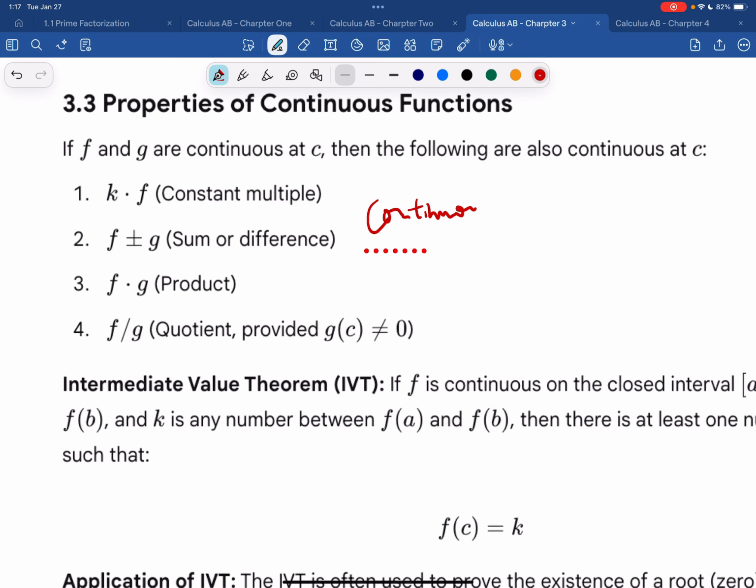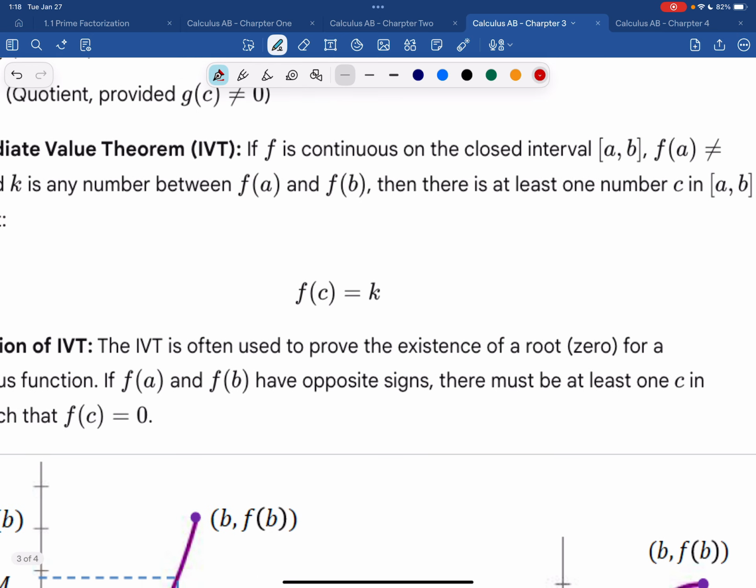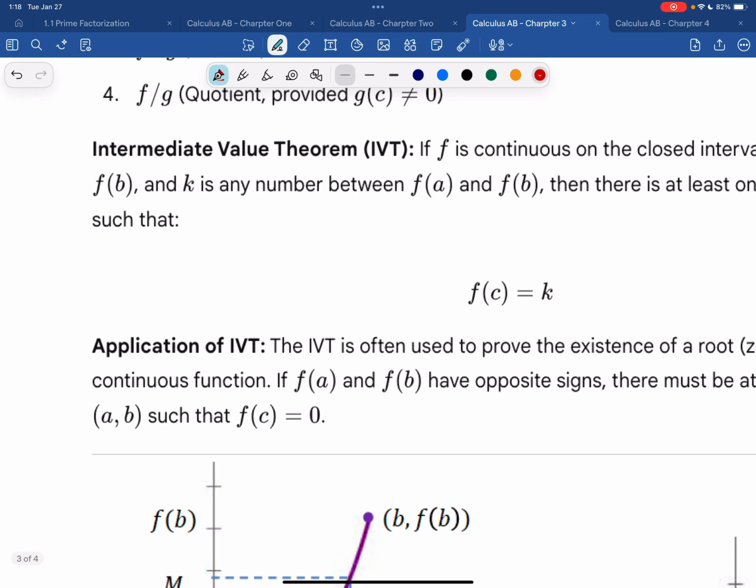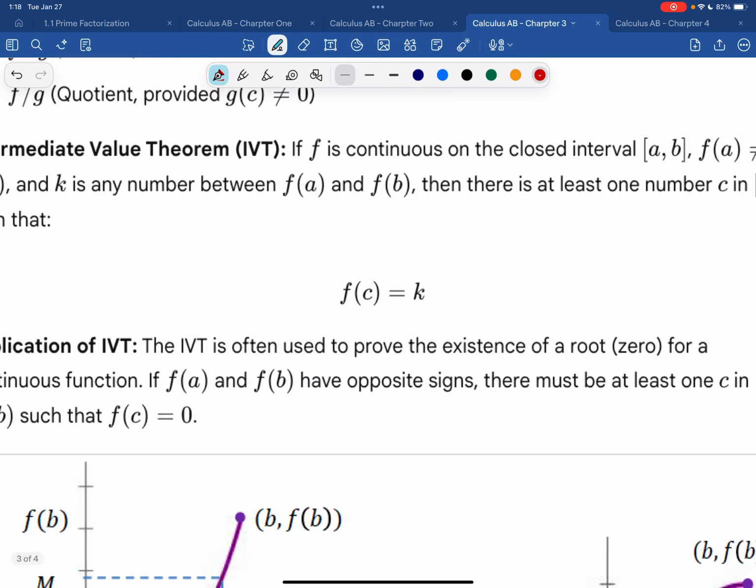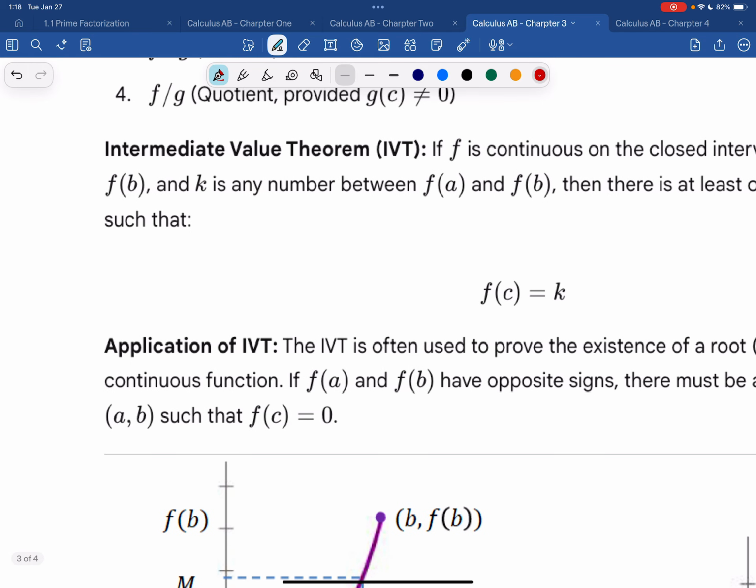Now I'm going to talk about the IVT, the intermediate value theorem, one of the three theorems tested, which are the extreme value theorem, the intermediate value theorem, and the mean value theorem. So if f is continuous on the closed interval [a, b], f(a) is not equal to f(b), and k is a number between f(a) and f(b), then there is at least one number c in the closed interval [a, b] such that f(c) equals k. This is the intermediate value theorem.